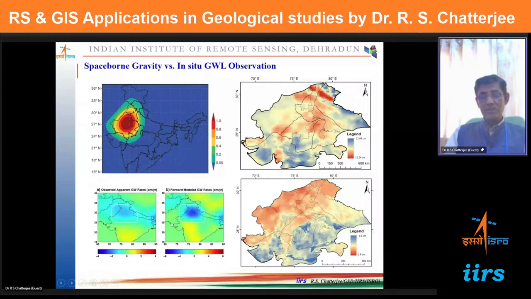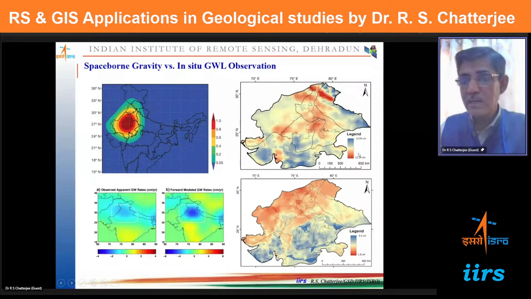But we studied this in the early 2010s or so, and we have carried out some advanced processing by downscaling with in situ data. And you see, this is the information about the groundwater storage change.